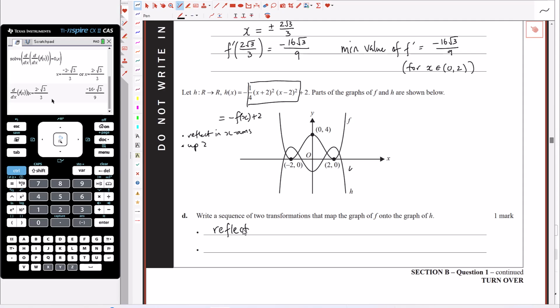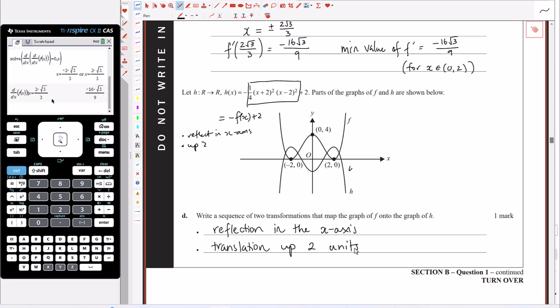So we have a reflection in the x-axis. So we don't reflect on or over an axis. If you look at your reflection in a mirror, it is a reflection in a mirror, not on the mirror or over the mirror. So we're reflecting in the x-axis. And then we need to use the word translation, not shift or move or anything like that. Translation up by 2 units.